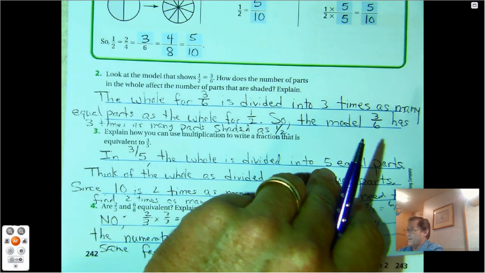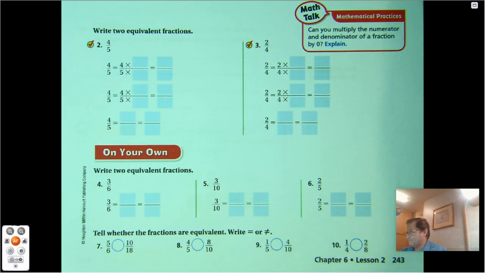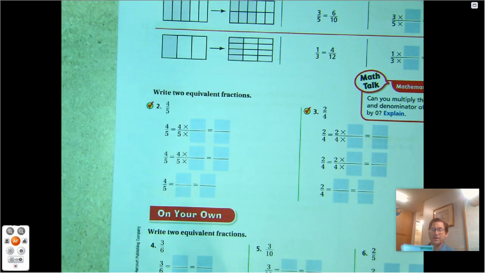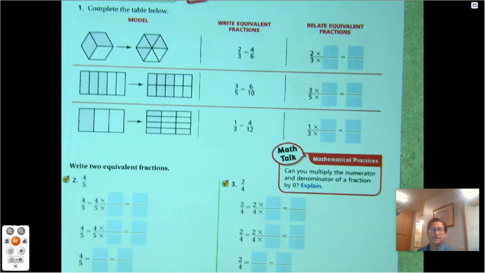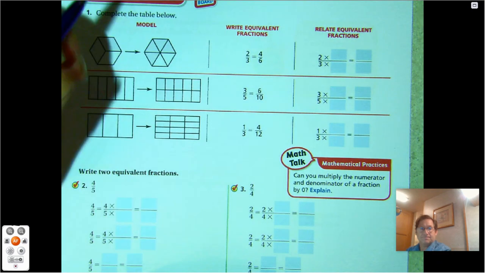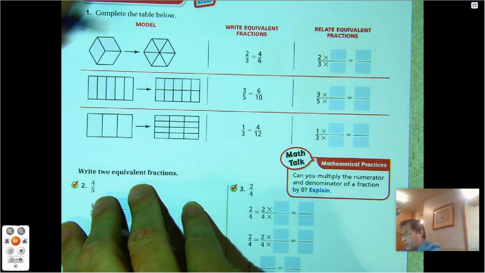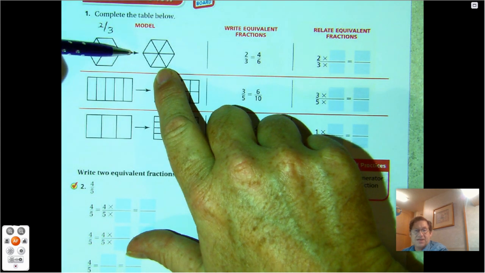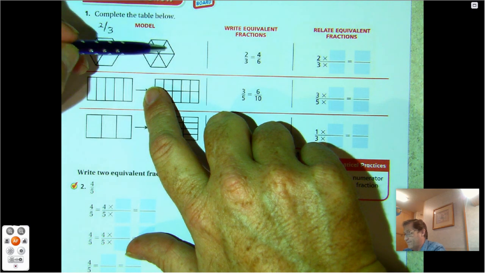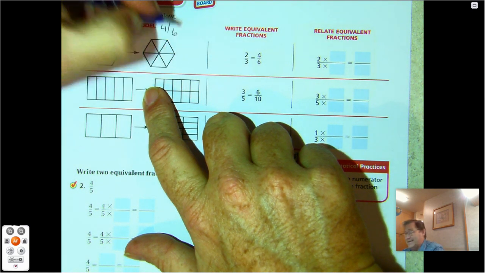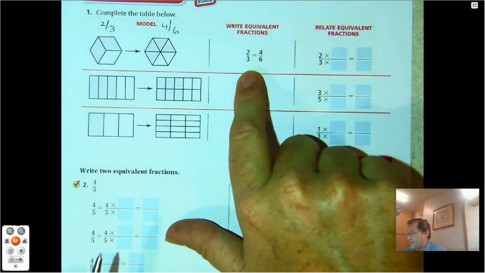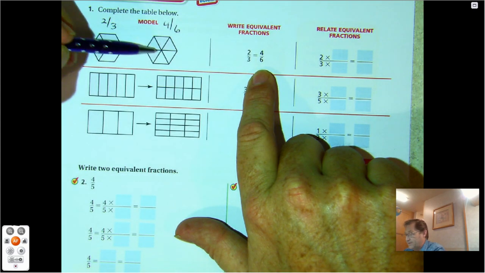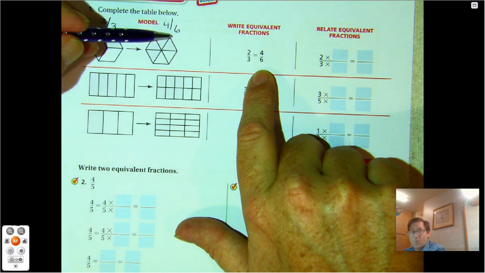All right, let's go to 243. On 243, we're going to complete the table below. Okay. And this model shows me 2/3. And it's being changed into 1, 2, 3, 4 sixths. So that's what they're telling us. 2/3 is the same as 4/6. These two sections here are the same as those 4.